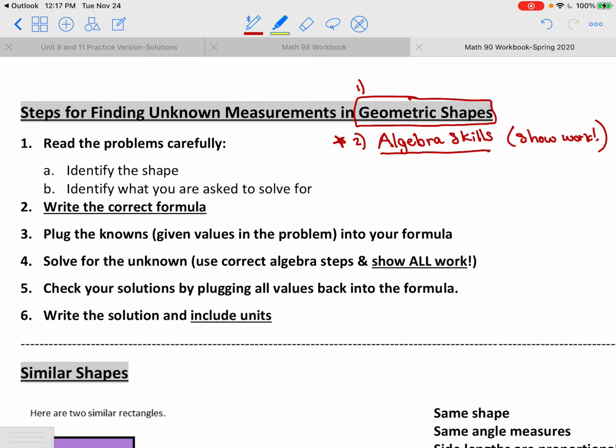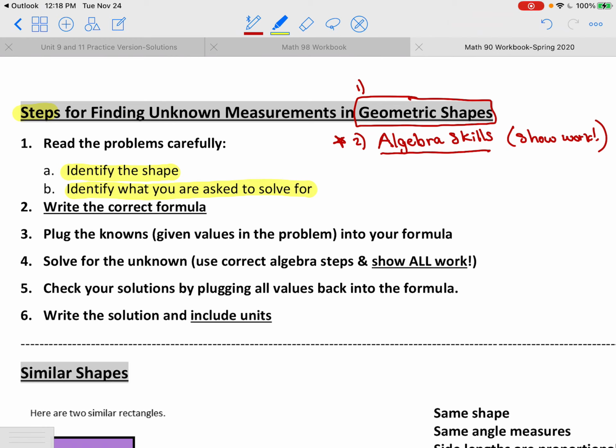In terms of our steps, we want to make sure we're reading the problem very, very carefully. What we're really searching for is to identify what shape we're talking about, and what you are asked to solve for. That's really important. Say they're talking about a rectangle. Now in my mind I'm zoning down to: I'm either going to find the perimeter of this rectangle or the area of this rectangle.